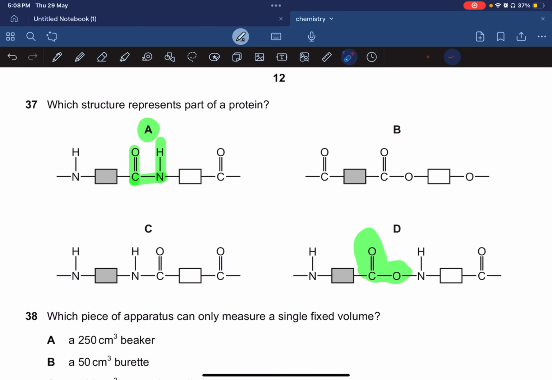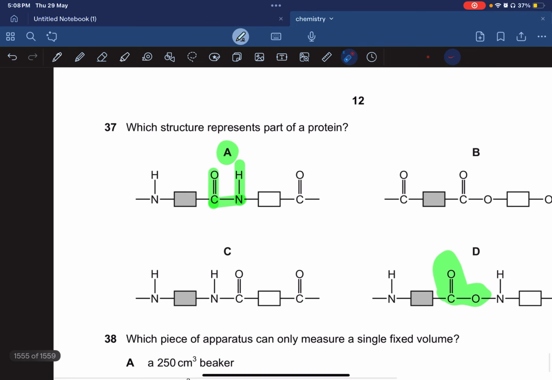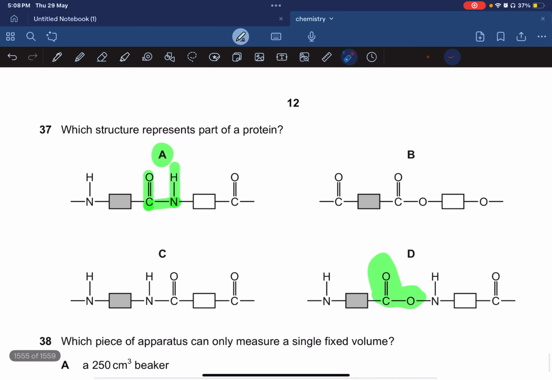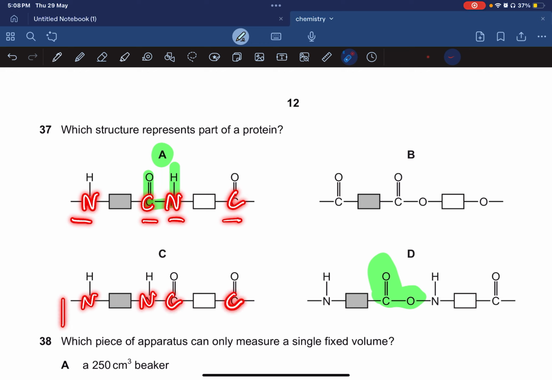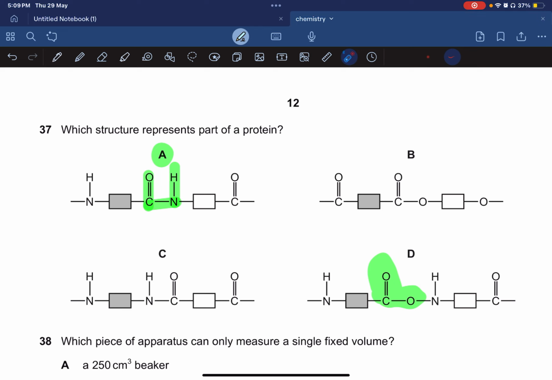The thing you need to understand is that you just have to look at the carbon atoms and nitrogen atoms. In a protein, the pattern is N, C, N, C. But in nylon, you have N, N, C, C. So look, in this nylon, N, N, C, C, that's nylon. And over here you have N, C, N, C. That means this one is your protein.